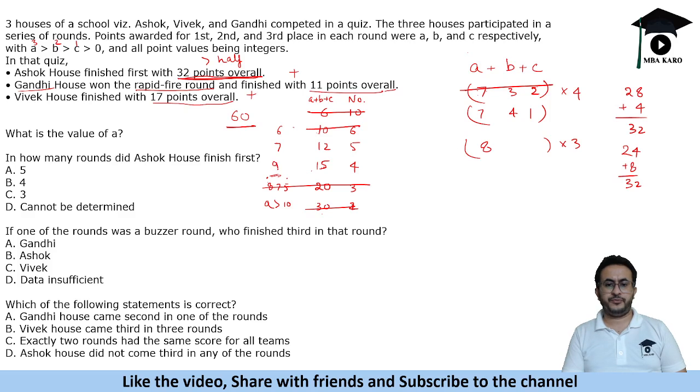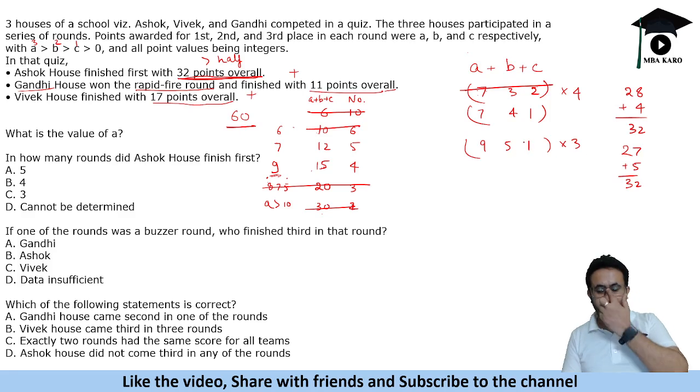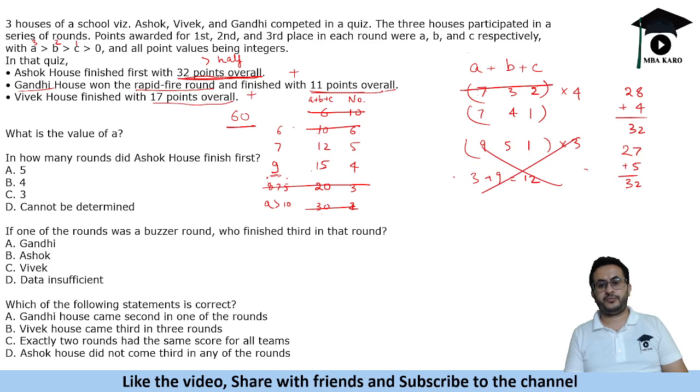So if you give 9 points to this team, 9 into 3 is 27. We need 5 more points to get 32. So even if you make it 9, 5 and 1, so let's say we have the scoring 9, 5, 1. So 9, 5, 1 into 3 is 27. And the other team has scored 11 points and won the rapid fire round. So this team has won 3 points in 3 rounds, and 9 would make it 12. So that is also not possible.